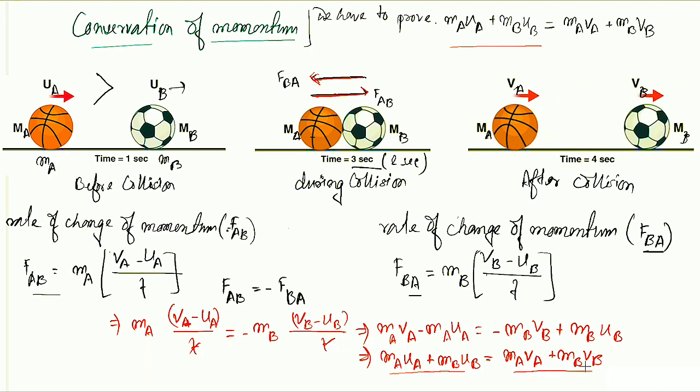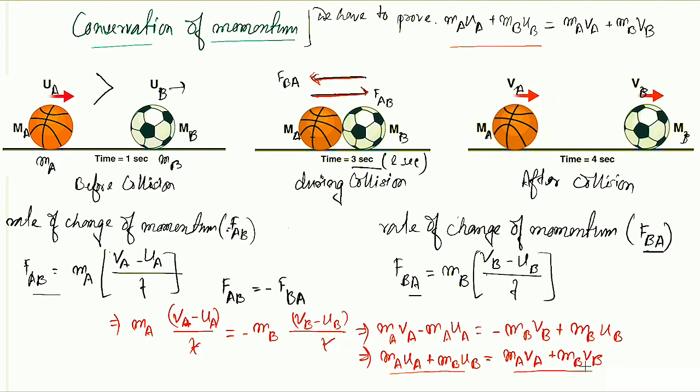So from this we can say that whenever there is a system, conservation of momentum says that when two balls having different masses collide, and after collision they separate out, if momentum is conserved, then the momentum before collision and the momentum after collision have to be equal, constant, or remain the same.